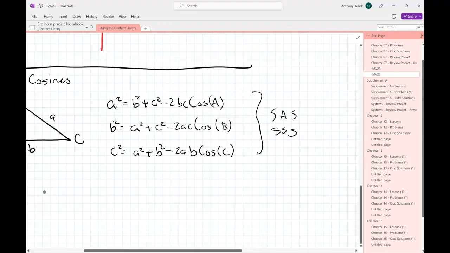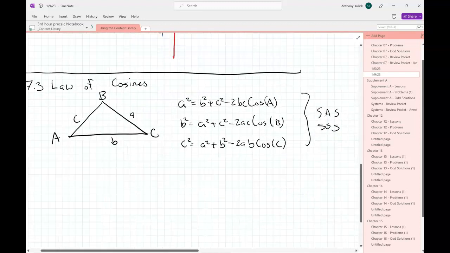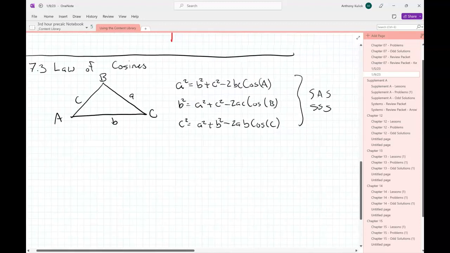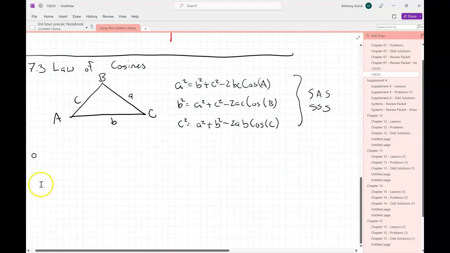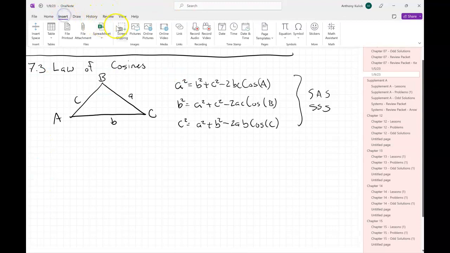And we can use the law of cosines in a side angle side or a side side side situation. So let's do a couple of examples here.